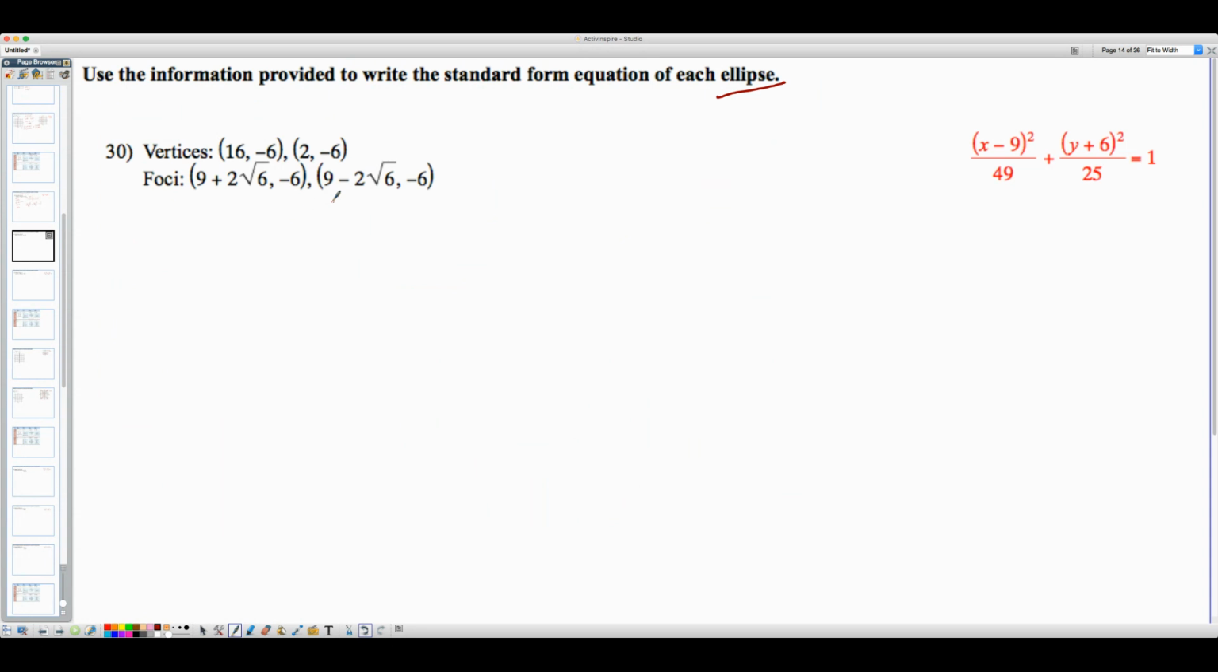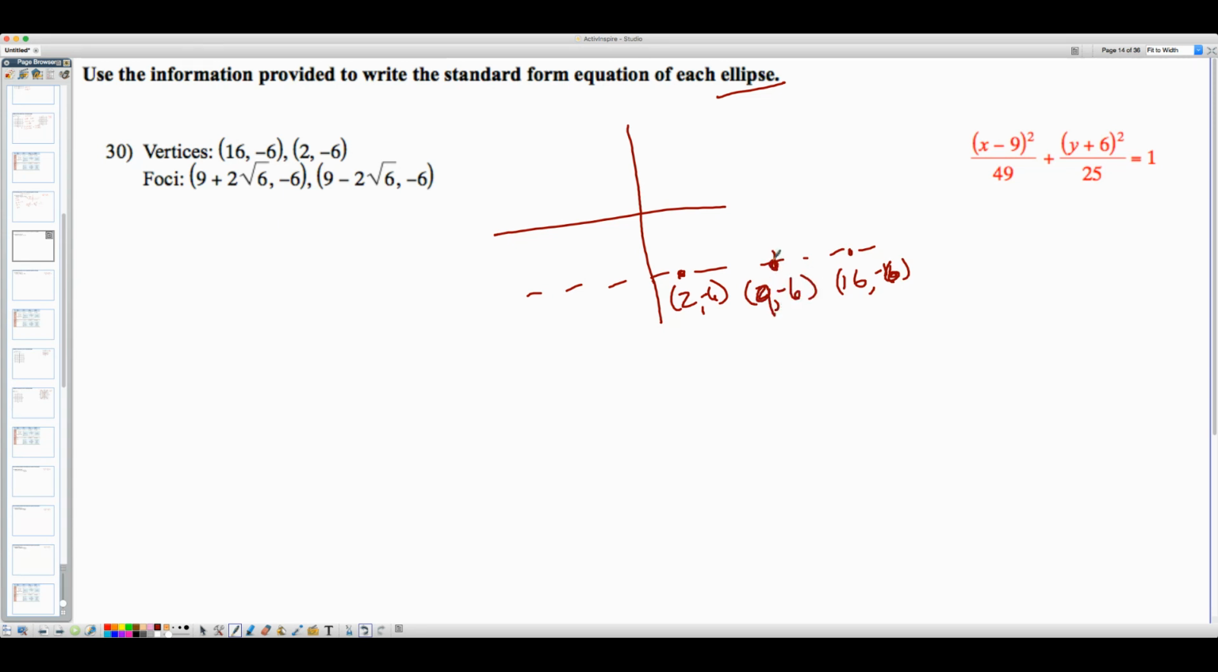And let's look at this. The horizontal orientation, the y values stay the same. At negative 6, it's going to be across here, and my values are 2 and 16. So halfway between those two is at 9. This is at negative 6. At 9, negative 6 is where I'm going to be at my center. So my h, k values, which is what I need to write this equation, are 9 and negative 6.